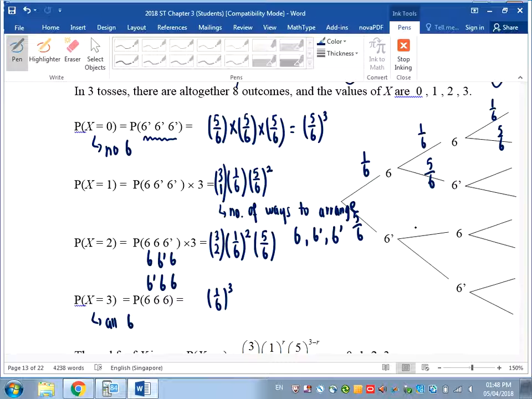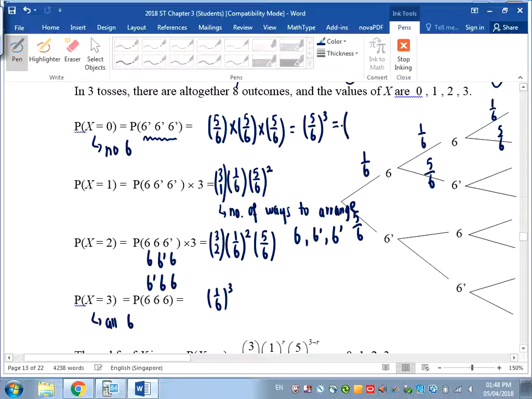If you notice, for x equals 1 and x equals 2, I have 3 terms. But for 0 and 3, I only have 1 term. So let's try to increase x equals 0 and x equals 3 to 3 terms. We try to make it into the same format. Okay. So how do we do that?